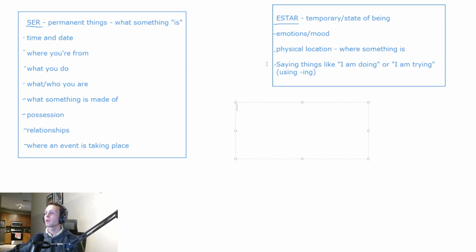Now, the last point here for this video is when you're talking about a physical location for estar, where something is. If you're just like, where is it? It would be ¿dónde está? If you were to say the store is there, it would be la tienda está ahí. You've probably learned that already.